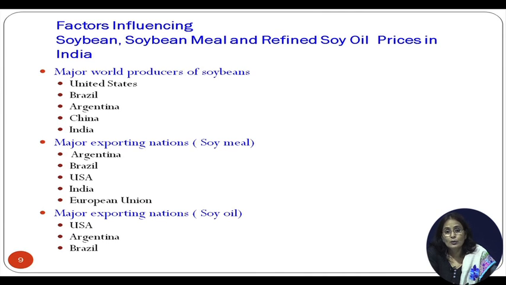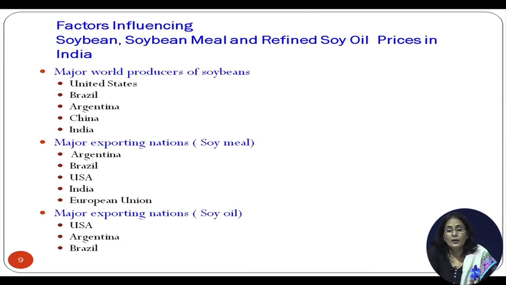So please note that even though China is the fourth largest producer of soybean, it does not export soya meal, because their own internal consumption of soya based protein like tofu and soya sauce is so high that they do not export soya meal. However, India is one of the important exporting nations for soya meal, because after extraction of soya oil, whatever soya meal is generated, India exports.